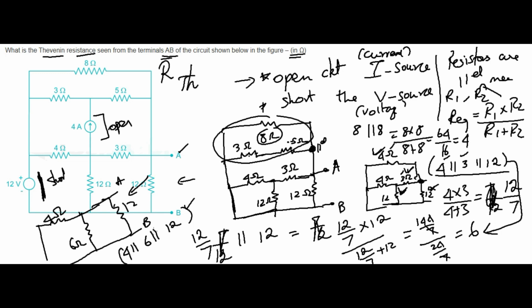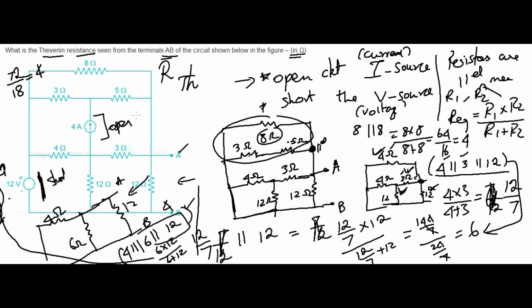So listen here, 6 parallel 12. You take 6 parallel 12. So let me write here, 6 into 12 divided by 6 plus 12. So 6 12s are 72, 72 divided by 6 plus 12, which is 18. Is it right? So this is 4. So this whole thing becomes 4.